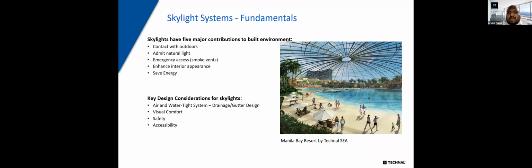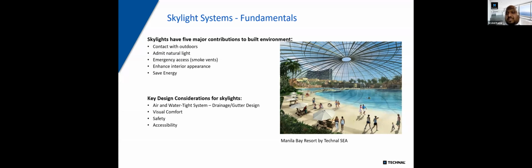Emergency access needs to be considered when you're designing a skylight. It really enhances the interior appearance, and when you use the right skylight, you can also save energy. So on the right hand side, you see an image of a wonderful project done by our colleagues in Southeast Asia.